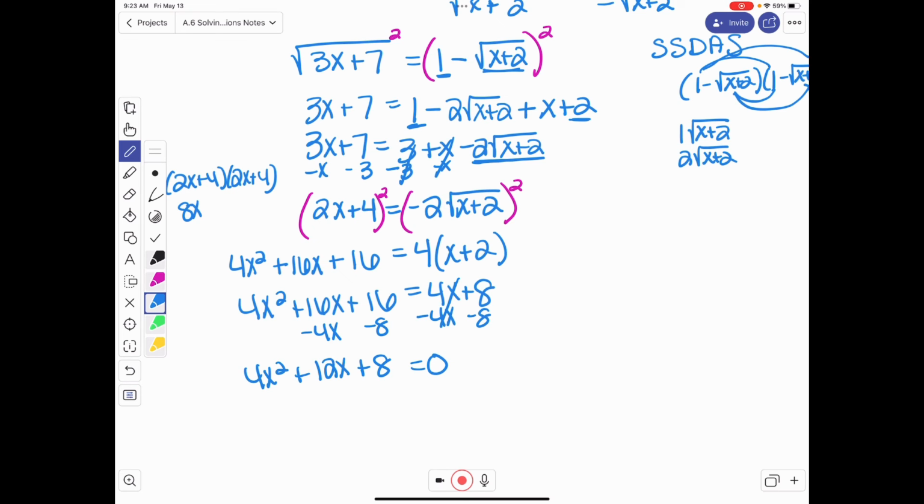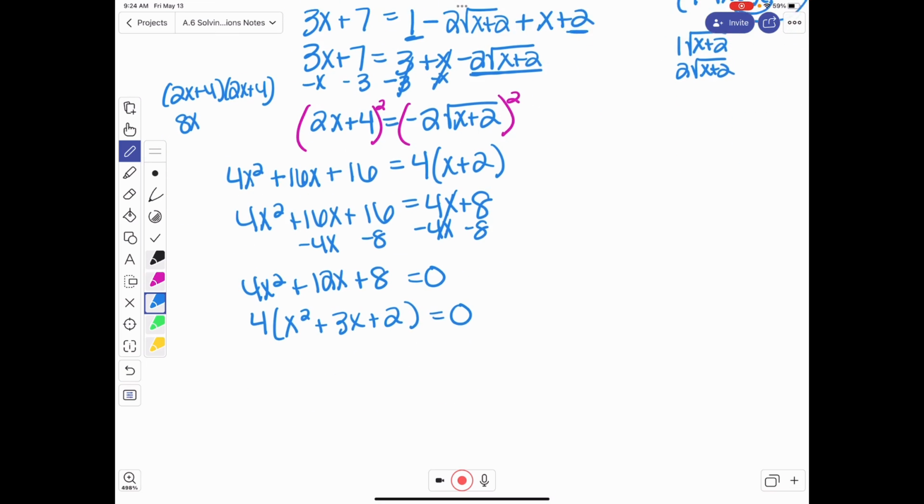Okay, now that means we got to factor. Remember, don't just jump into slide divide bottoms up. Always look for GCF first. I can pull out a 4, which is going to leave me with x squared plus 3x plus 2.